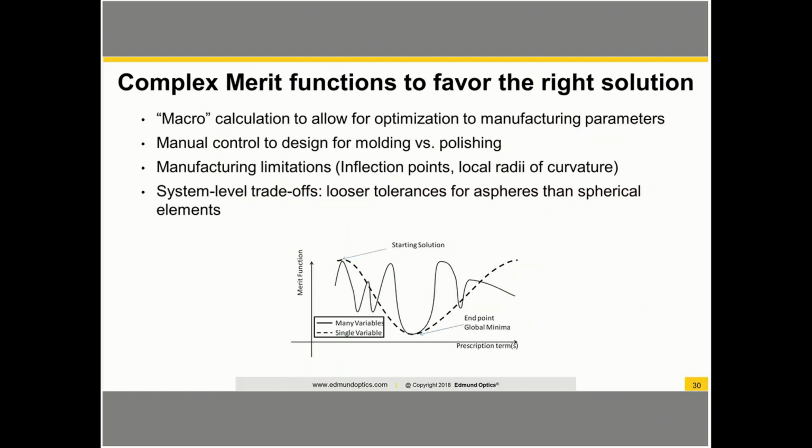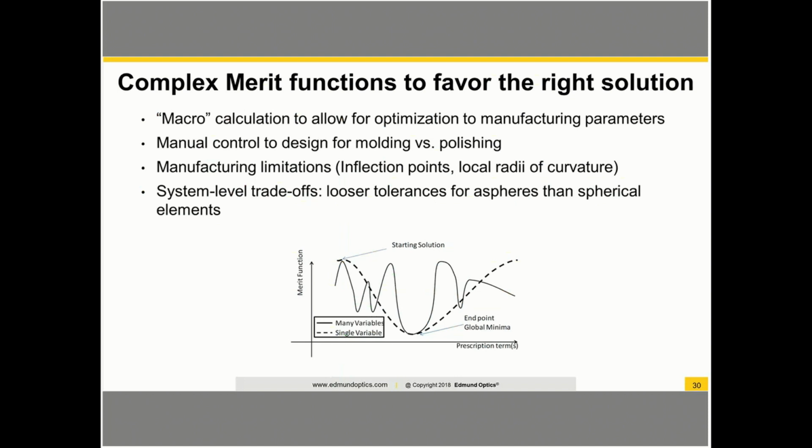During the design phase, if you can take into account the specific limitations that are imposed by both your manufacturing and metrology methods, it can help you to create a more cost-effective and achievable design from the beginning. One way to do this is to create specific macros that place limits on things such as the edge thickness, minimum local radius of curvature, or points of inflection.